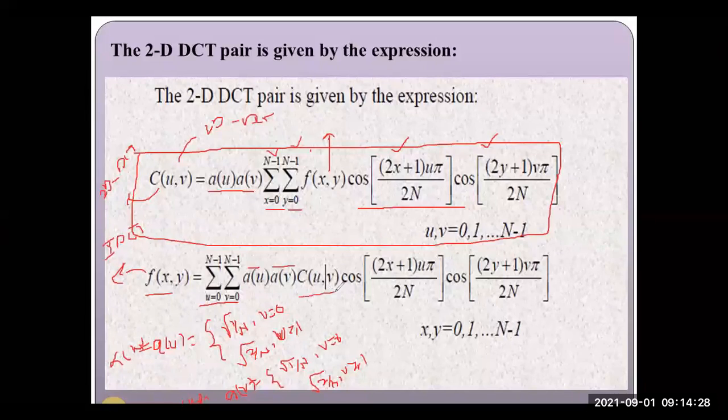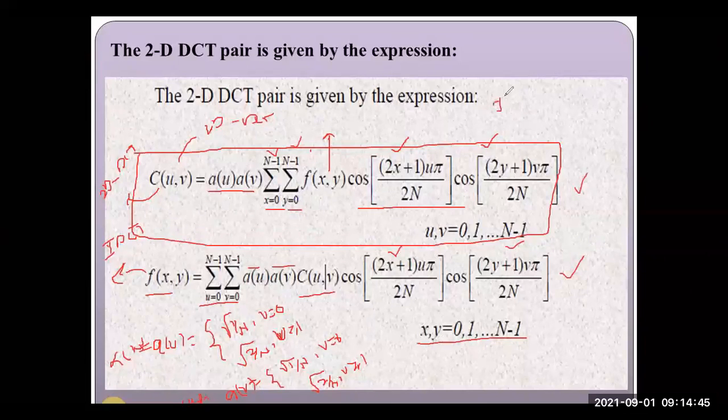Now this is my frequency domain image, with the real cosine parameters, and x, y ranging from 0 to n minus 1. Now you have to remember these two formulas, how to convert an image.